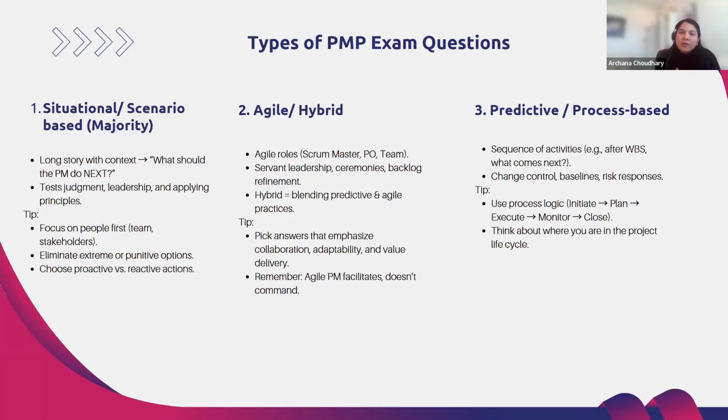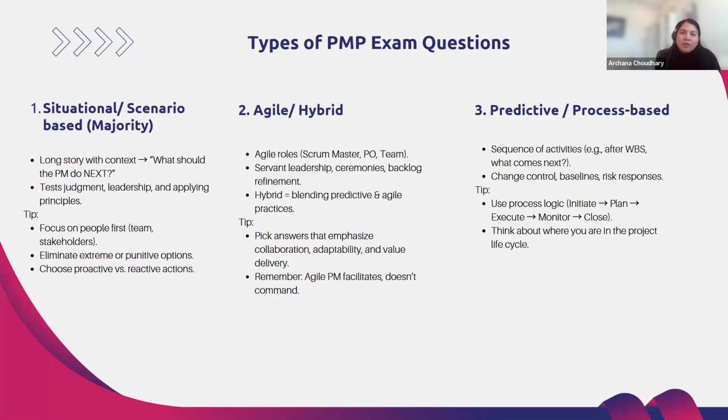The tip over here is always prioritize people, focus on teams and stakeholders first, and then eliminate extreme or punitive options that are rarely correct. So you may eliminate those and choose proactive actions over reactive ones to demonstrate leadership. These are all situational and behavioral questions that you will keep seeing, and then you will be asked what exactly should be done next.